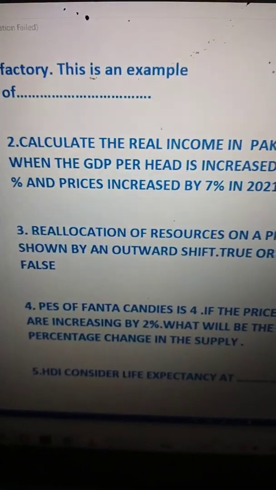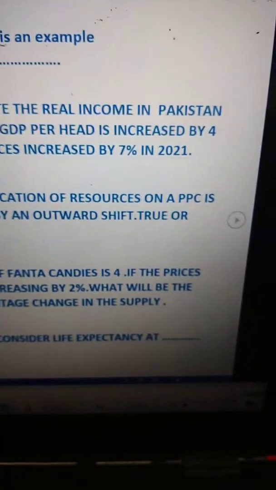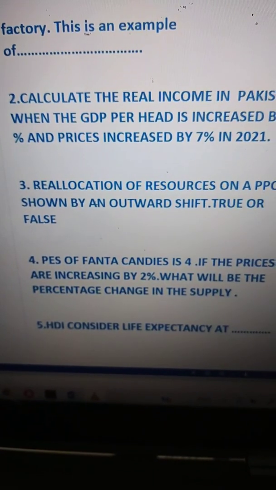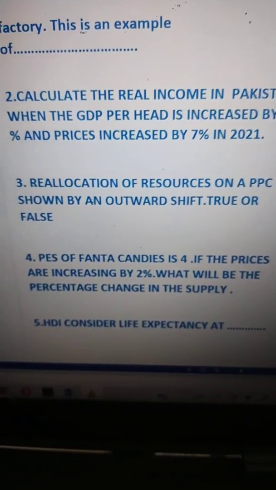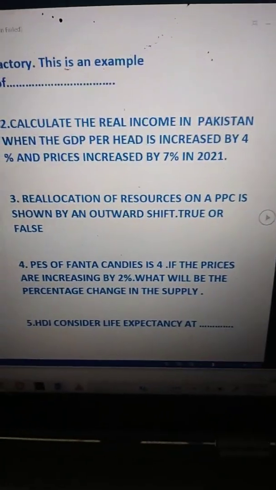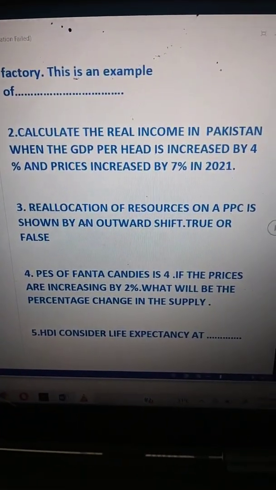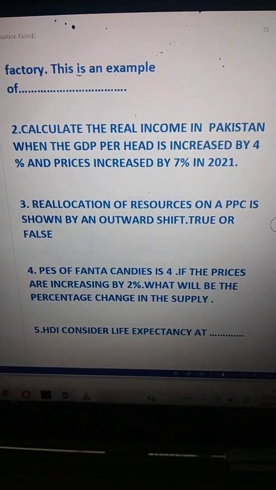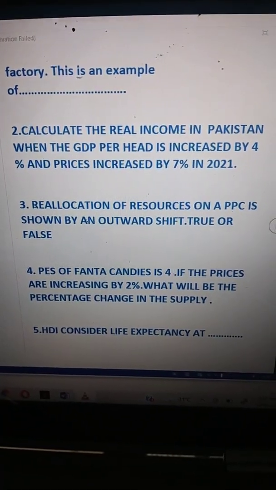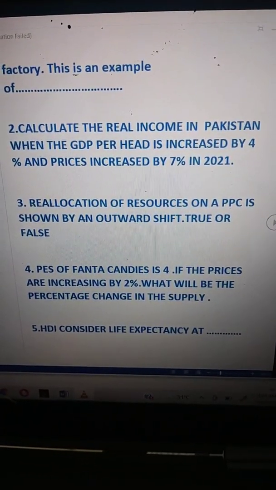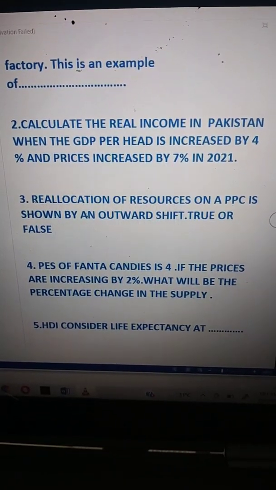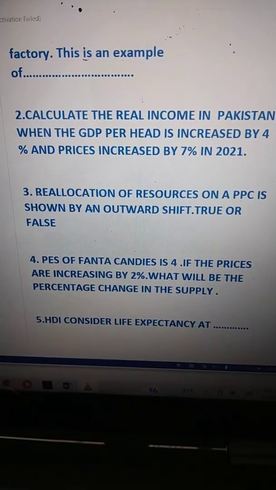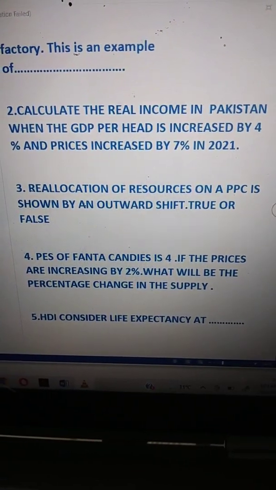Question number 2, calculate the real income in Pakistan when the GDP per head is increased by 4% and the prices increased by 7% in 2021. Whenever we have to find the increase in the real income, we subtract the increase in prices from the increase in GDP. That will be 4% minus 7%, so your answer will be minus 3%.